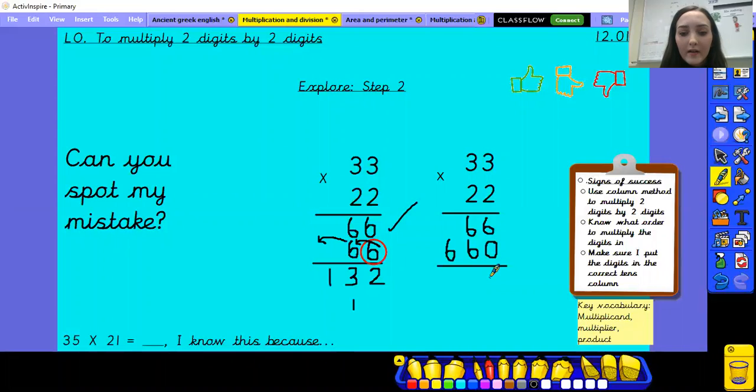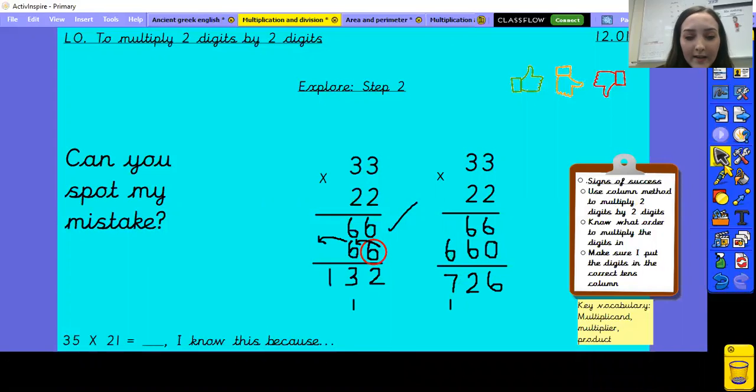So 6 add 0 is 6, 6 add 6 is 12, so I'm going to put my 2 here and my 1 underneath. Then I've got 6 and I've got 1 here, which becomes 7. So the answer should have been 726, and the mistake was that this answer here was placed in the wrong column. This should always be a 0. So well done if you noticed my mistake.